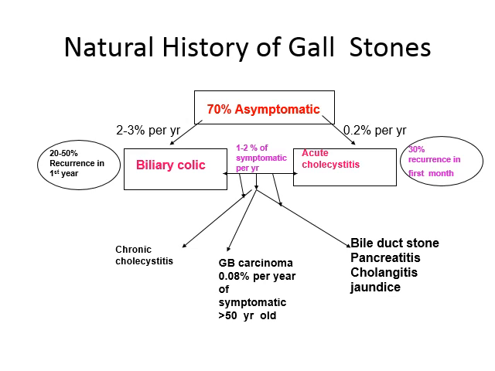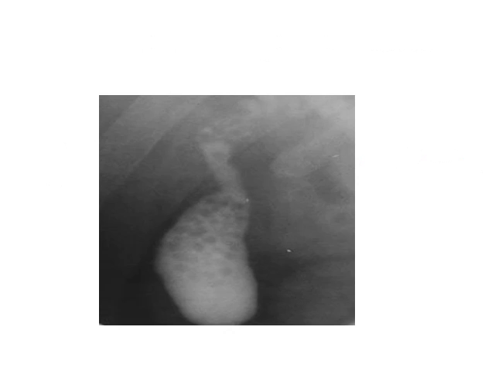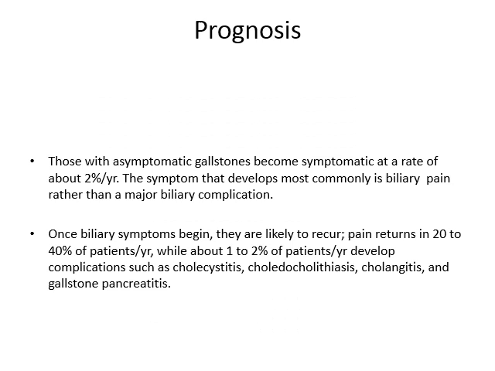Gallbladder carcinoma, as we mentioned, has a prevalence of 0.08% per year in symptomatic gallstones over 50 years of age. This slide shows how numerous gallstones can be in the gallbladder, even migrating into the cystic duct. This is very important because it indicates that there are many nucleating factors in this gallbladder.